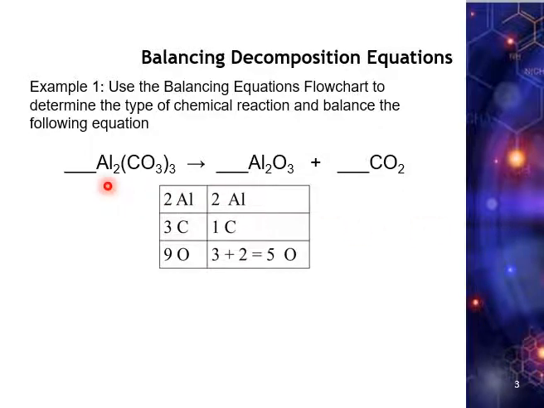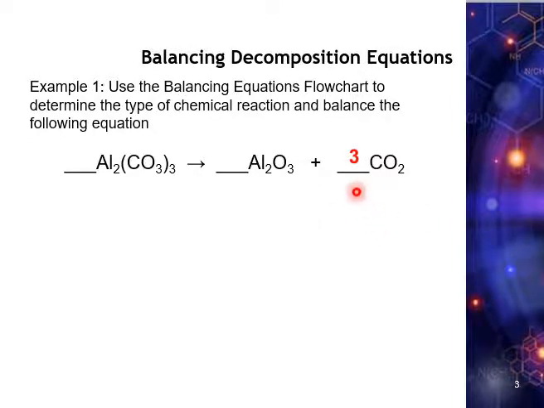We have two aluminum. Notice the carbonate breaks up, so we have to do each individual element. 3 times 1 is 3 carbon. 3 times 3 is 9 oxygen. On the right, we have 2 aluminum, 1 carbon, and 3 plus 2 is 5 oxygen. The aluminum is balanced. Let's do carbon next. We will leave oxygen for last.